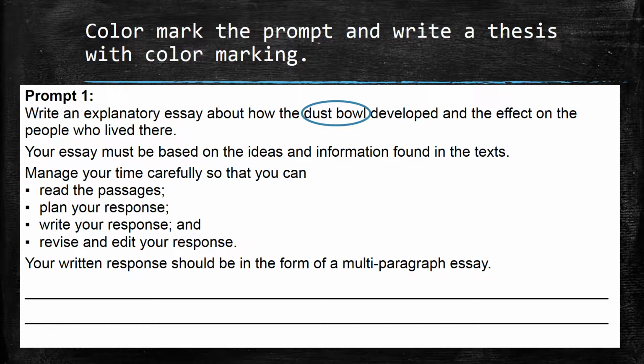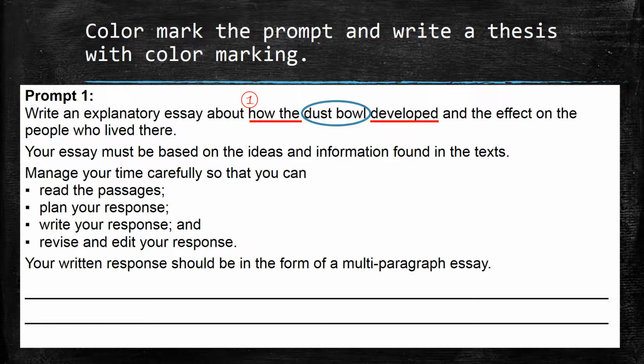Now, in this instance, there's actually 2 points you have to make about the Dust Bowl. So the first one is, how did the Dust Bowl develop? So go ahead with a red pen or red utensil, underline how the Dust Bowl developed, and go ahead and number it. Put a 1 with a circle around it right over it. That way you know this is only the first point of 2.